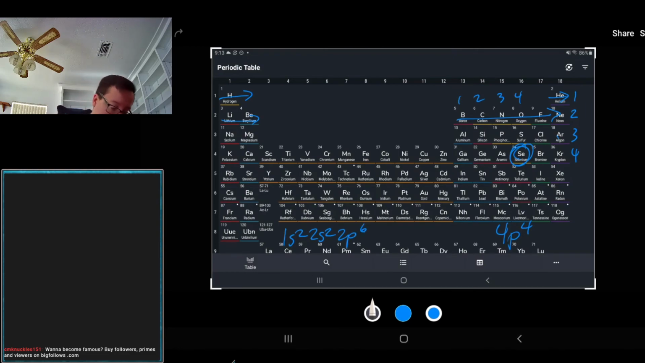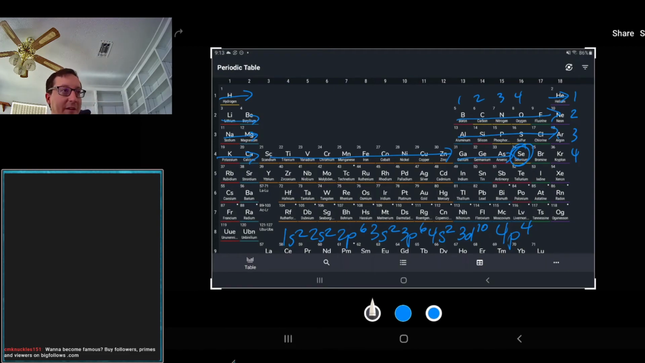So remember, p's take 6. We go through 3s. We go through 3p. Then we go through 4s. And now we go through 3d. Remember, d orbital holds 10 electrons. And then we end up with our 4p4.